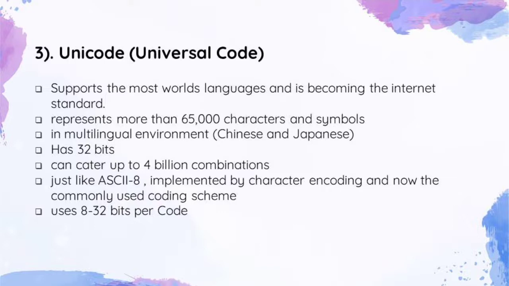And the Unicode is much more improved. I mean, it is at the highest level of perfection because it has 32 bits, and it can cater up to 4 billion combinations. Just like the ASCII 8, the improved ASCII, it is implemented by a character coding and is now the commonly used coding scheme as of today. And also, not just 32 bits, it could use 8 to 32 bits per code. So the table is in the next slide.